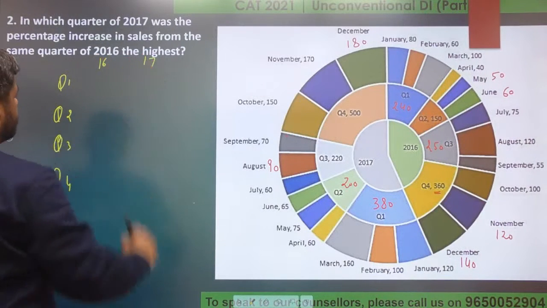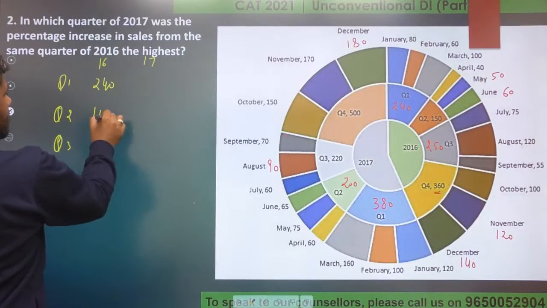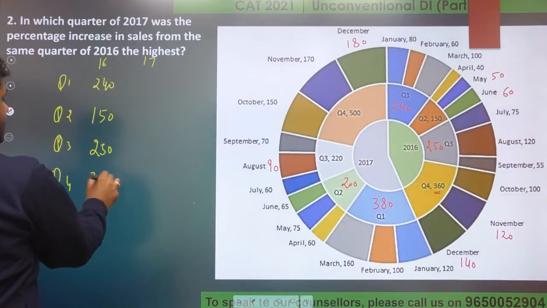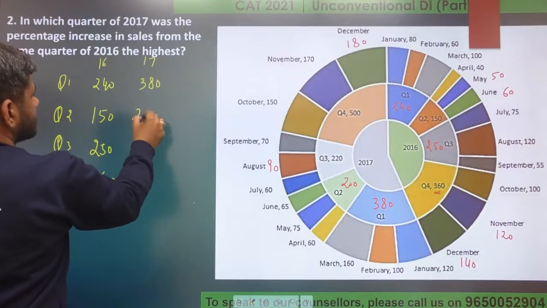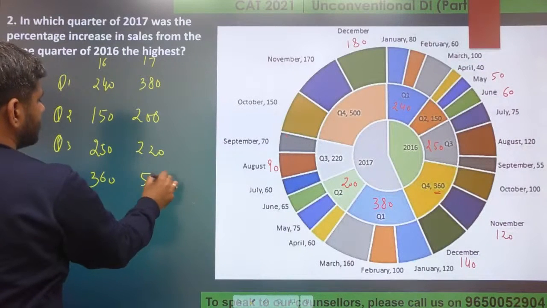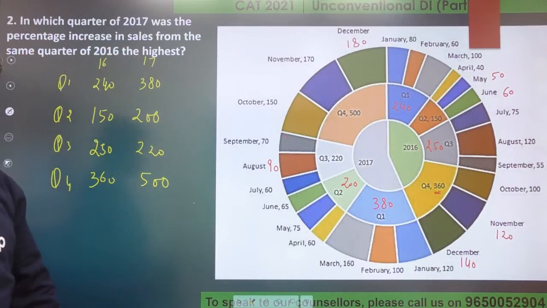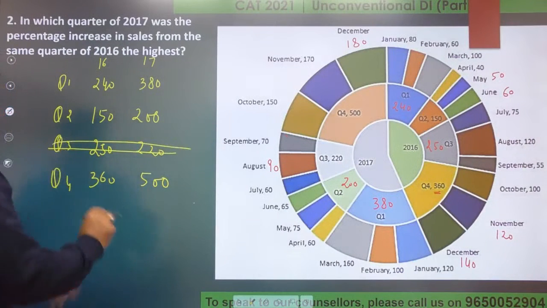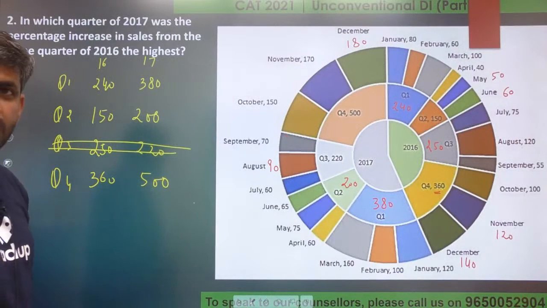2016, 2017. Quarter 1 in 2016 is 240. Quarter 2 is 150. Quarter 3 is 250. Quarter 4 is 360. Whereas 17 में this figure is 380. Next it is 200, next it is 220, and next it is 500. So in which quarter he says the percentage increase in sales is highest? Percentage increase in sales तो ये तो कट ही गया, because this is giving you negative increase in percentage. तो इसको तो लेना ही नहीं है हम लोगों को.